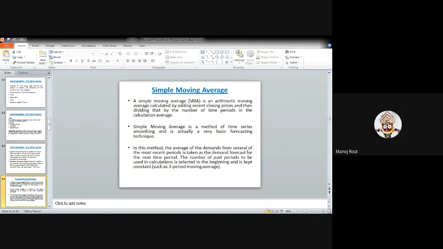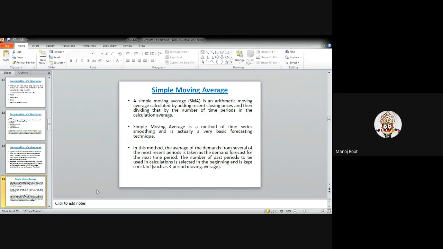In the simple moving average method, I advise you to arrange a pen and paper to solve some numericals. Clear? First I will go through the theory part, then we'll explain the numerical part. The simple moving average is an arithmetic moving average calculated by adding recent closing prices and then dividing by the number of time periods in the calculated average. That means the simple moving average is a method of time series smoothing and actually a very basic forecasting technique. This basic forecasting depends upon the choice of the companies and the company policies.